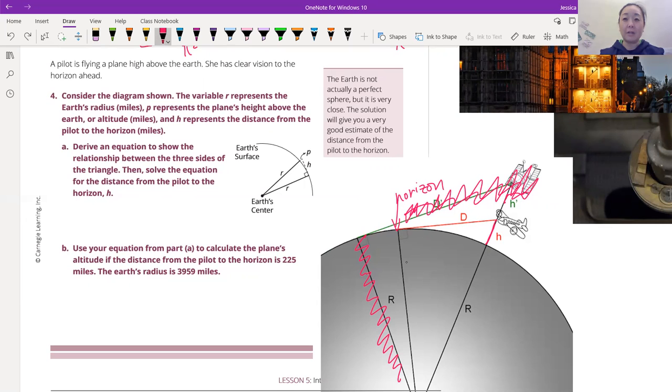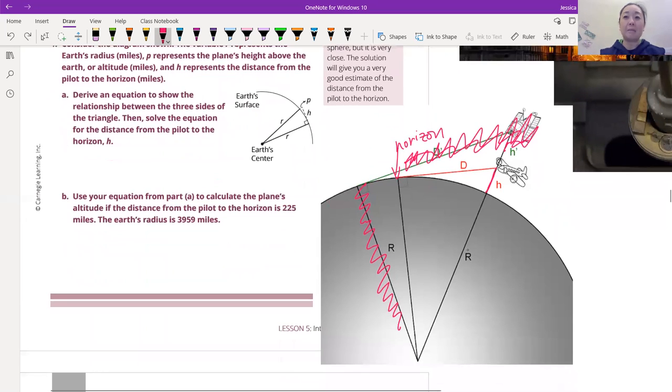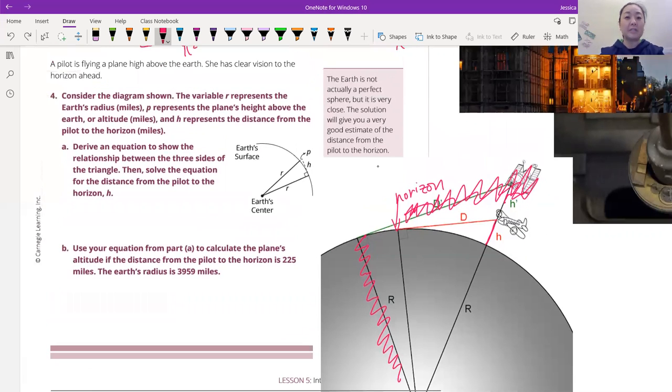So if you notice right here, it makes a perfect right triangle like this. Now granted, we do know that the earth is not completely circular. It's a little bit off, but it's close enough, and we're dealing with numbers that are big enough that it's okay. So this is a good estimate, let's say.